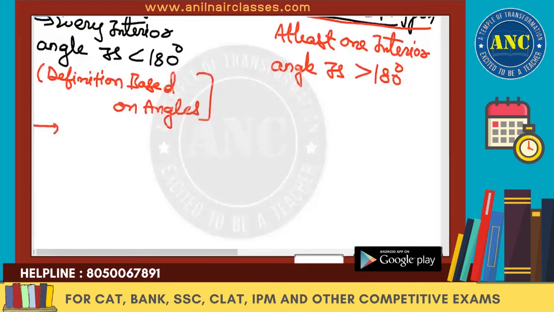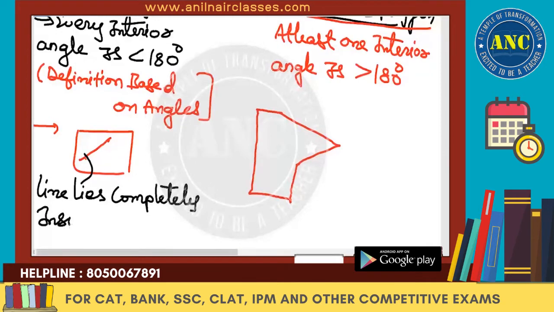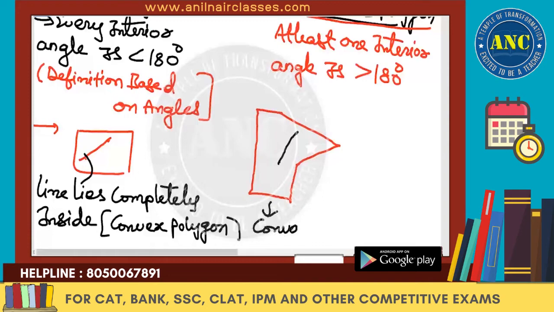There is also another property. Take a figure. Take any 2 points inside the polygon. If the line joining them lies completely inside, then the polygon is said to be a convex polygon.